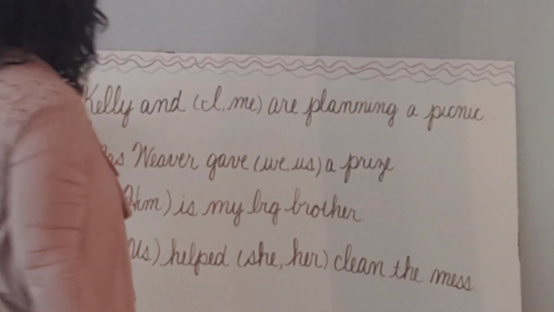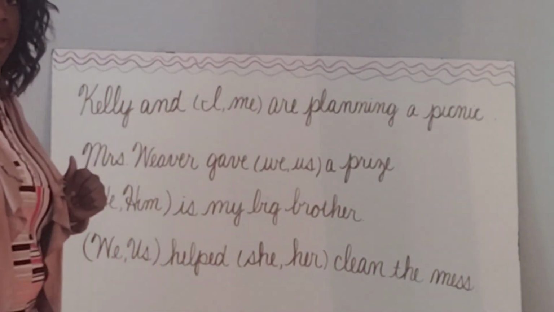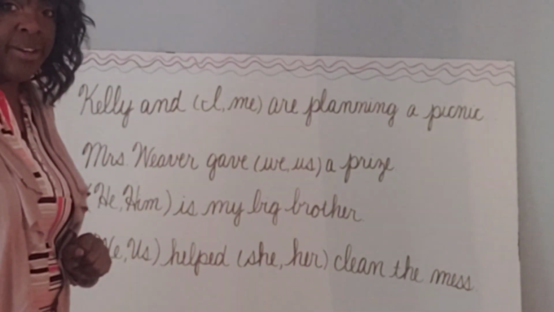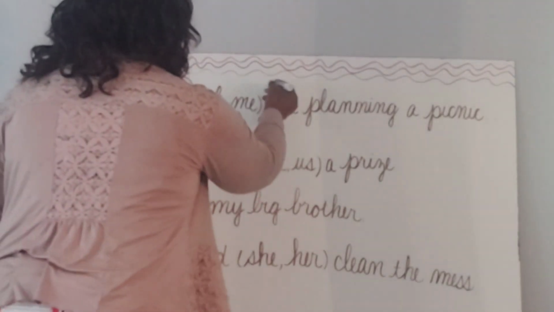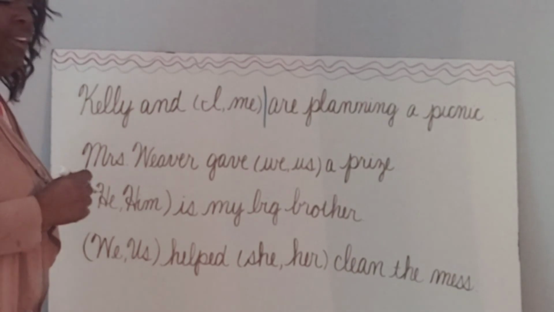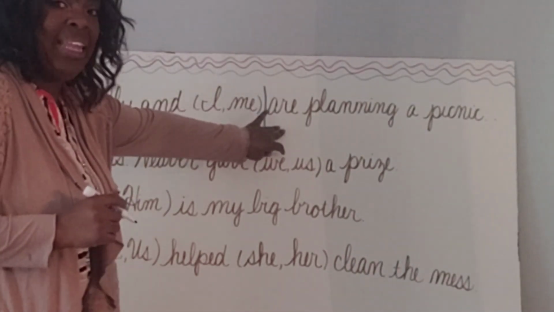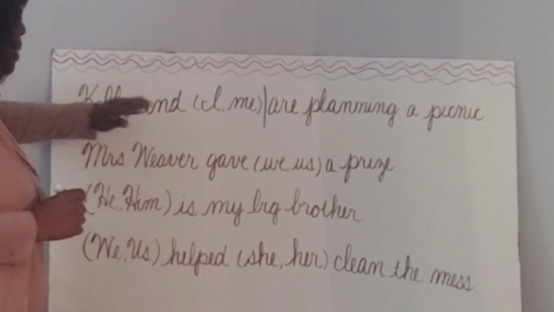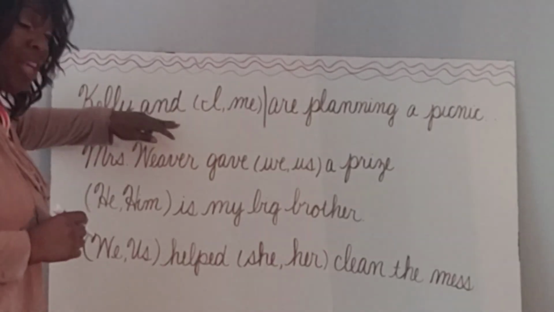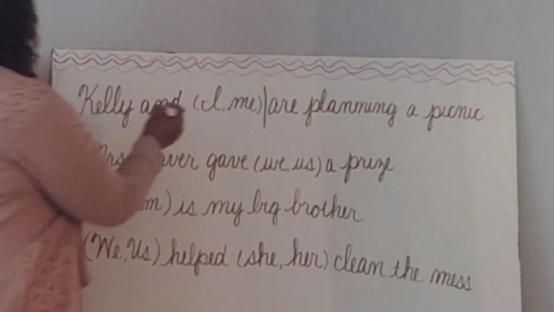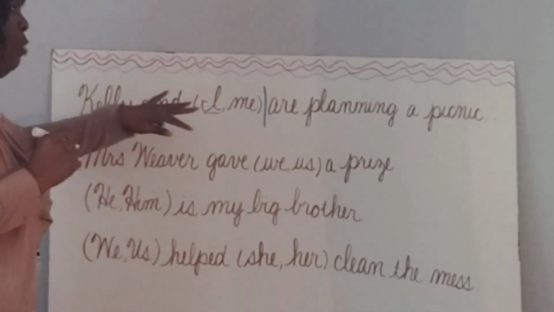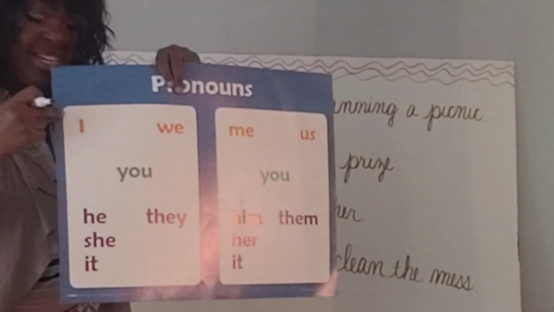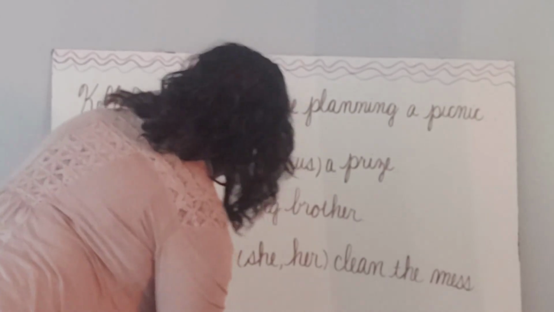So we look, it says Kelly and I or me are planning a picnic. What you need to look at is, okay, where is my subject predicate divide? Well, my subject predicate divide would come after this right here, right? Because are planning, that's my verb. So Kelly and I, or me, is what part of my sentence? The subject part, so what would I use? I would use I. We don't say Kelly and me are planning because I is on the subject side.